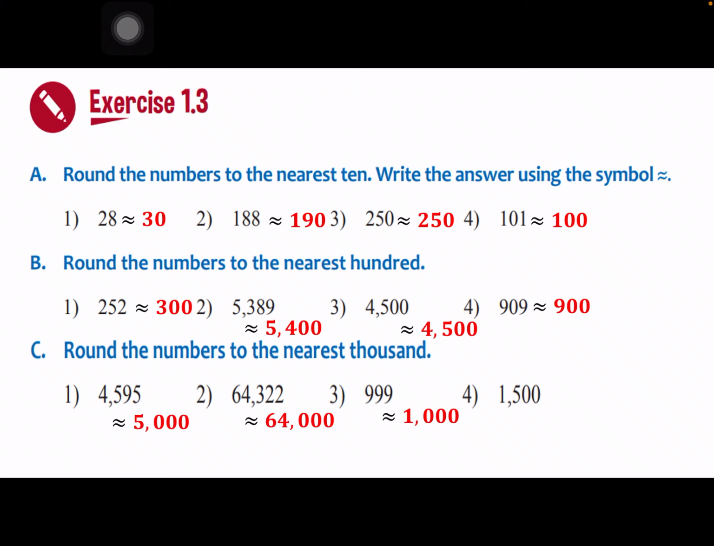And the last is number 4. 1,500. Next to 1 is 5. 5 is okay. You rounded the number to 2,000.